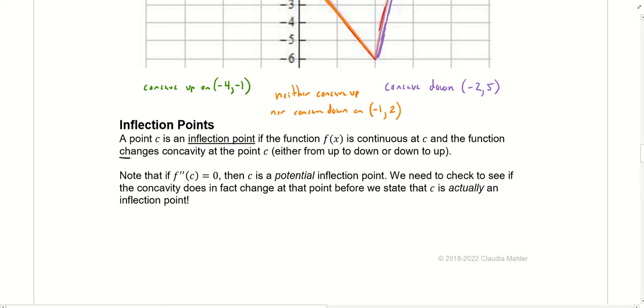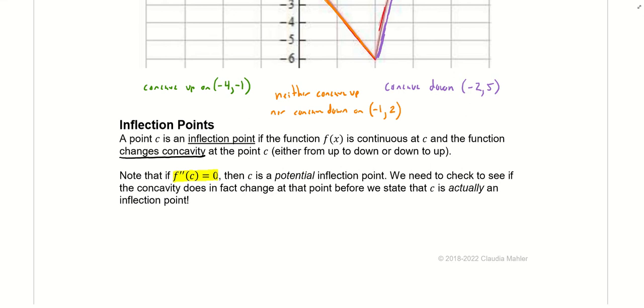So essentially, to assess where we have inflection points, we look to see where the second derivative is 0. So if f prime prime of C is 0, then C is a potential inflection point. It doesn't necessarily mean that C is actually an inflection point. We do need to check and see if the concavity changes at that point. But our potential inflection points occur when the second derivative is 0.